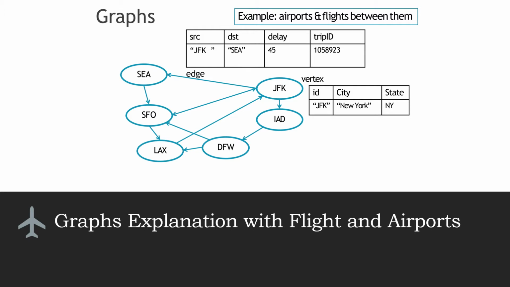As you can see, we have the relationships between all of these. So we have the source, which is the source of the flights, the destination, which is where the flight will be ending up, the delay, which is the amount of time that the flight was delayed in minutes, and the trip ID. We also have a vertex here. That's the ID of the airport. So here JFK represents JFK Airport in New York, the city, and the state.